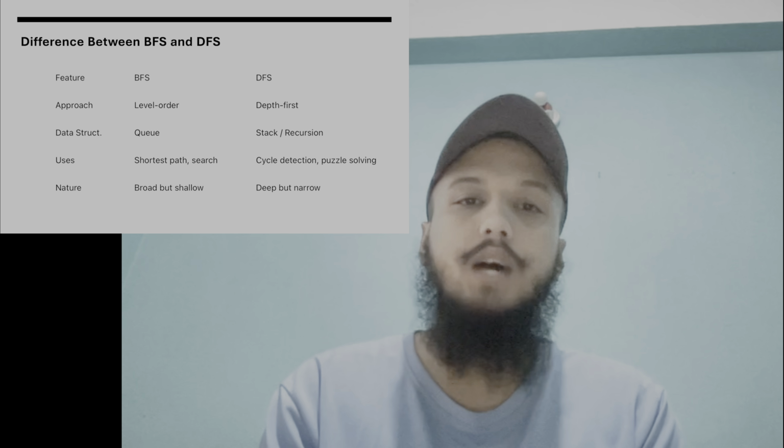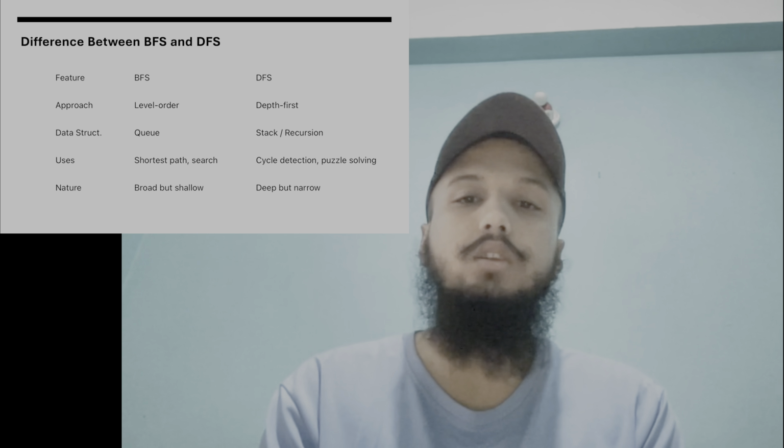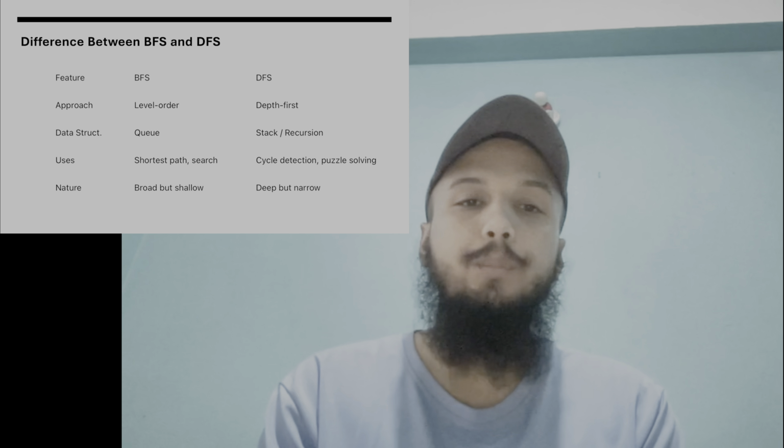Now we dive into the differences between BFS and DFS. Let's compare BFS and DFS. BFS uses a queue while DFS uses a stack or recursion. BFS explores level by level, ensuring the shortest path in unweighted graphs. DFS dives deep first, which can be more memory efficient in some cases.